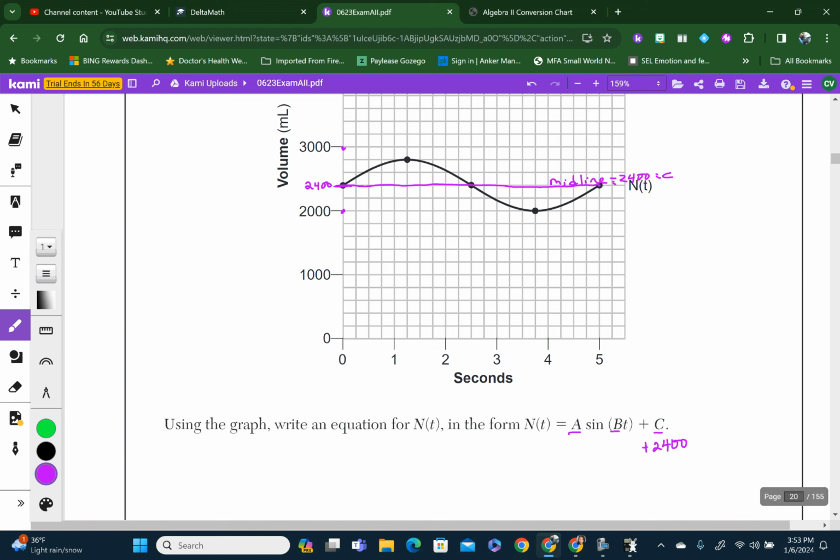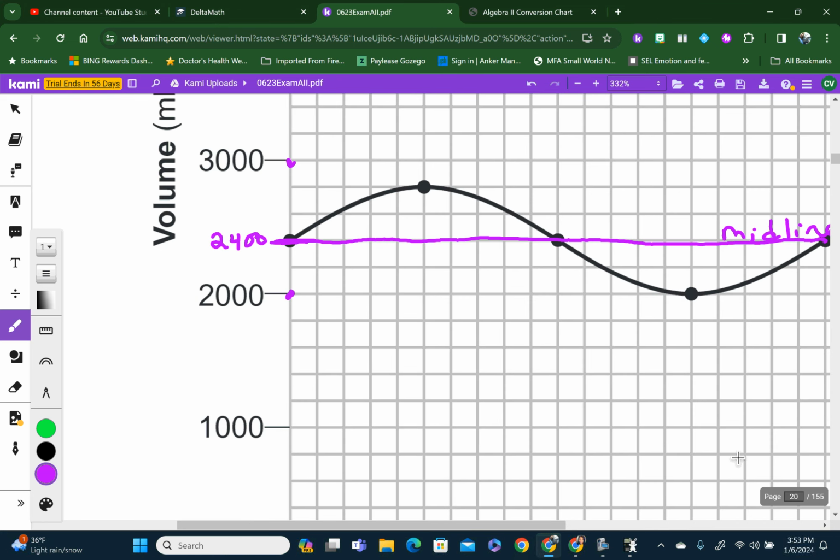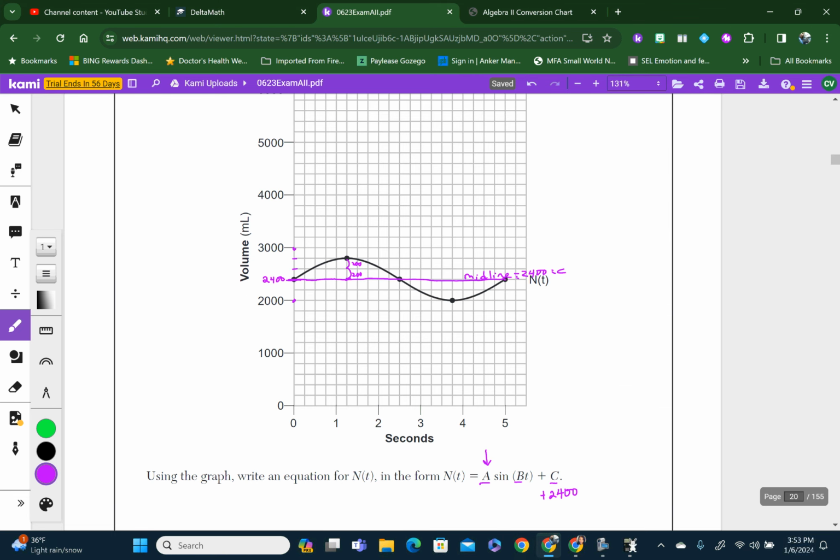So I have one letter out of my 3. Beautiful. Next I want to find my A. My amplitude is my height. How much is the distance from here to here? I already counted: every line is another 200. So this is 200 and this is 200. What is my height? 200 plus 200 is 400. So that is my A. I have a 400 here. And then I'm going to put the sine because they're telling me it's sine.